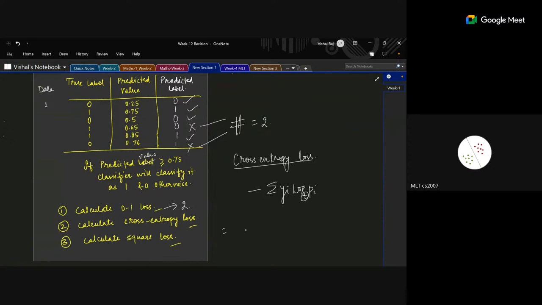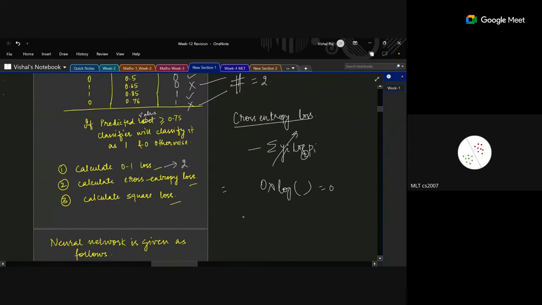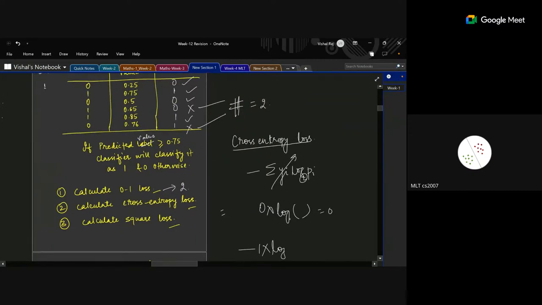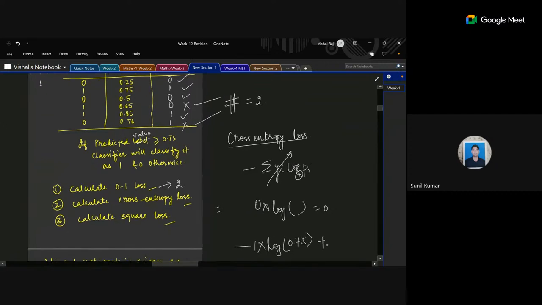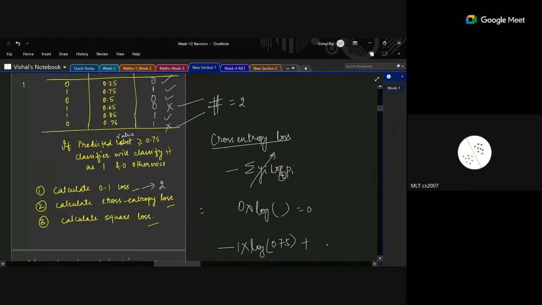So how will you calculate this? Whenever the true label is 0, it will be 0 multiplied by some log value, so it will be 0. But for the cases where the true label was 1, you have to multiply 1 into log of the probability. So we calculate it based on the true label or the predicted label? Based on the true label, right? Okay.